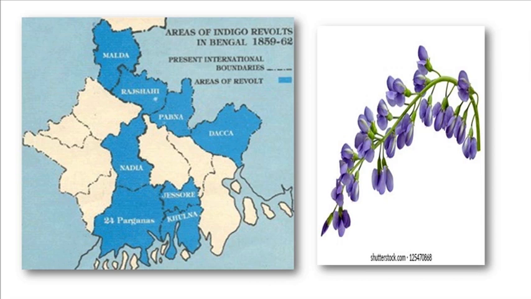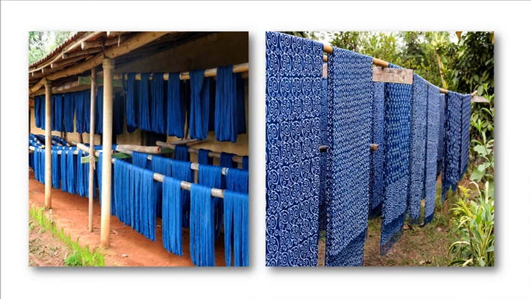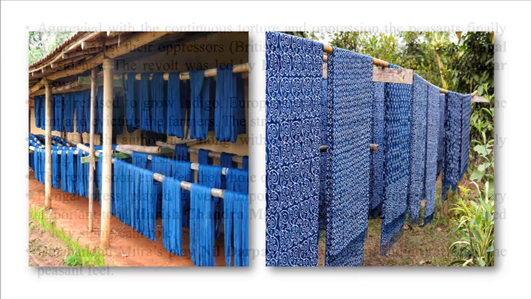Now, this particular slide shows you the area of indigo revolt in Bengal during 1859 to 62. You can see the areas in blue are the areas where the indigo revolt took place. And this particular slide shows you the dye, the blue dye, and the end product, which is so beautiful, and that is why it was such a coveted dye that everybody wanted to buy it, especially the Europeans.